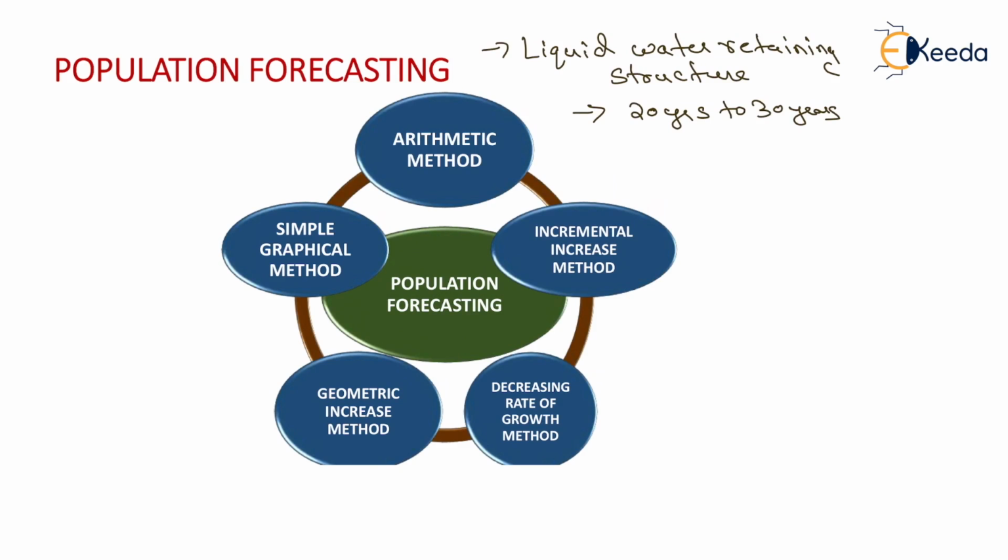Now the five methods of population forecasting are the arithmetic method, incremental increase method, decreasing rate of growth method, geometric increase method, and simple graphical method. We will see each and every method in detail, one by one. Now the first method will be the arithmetic method.